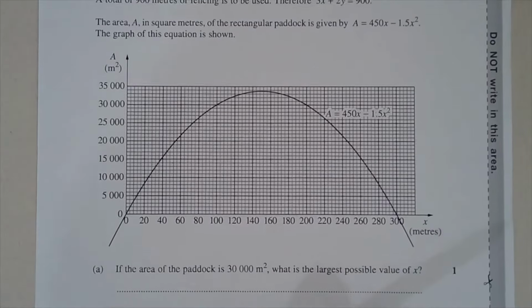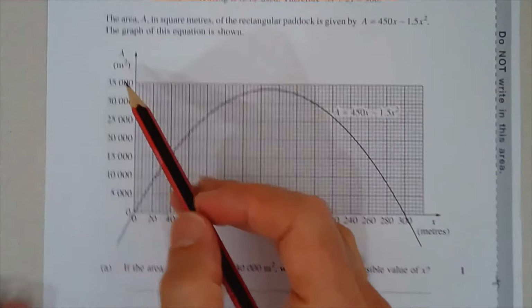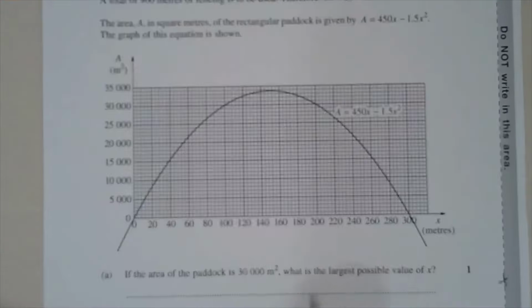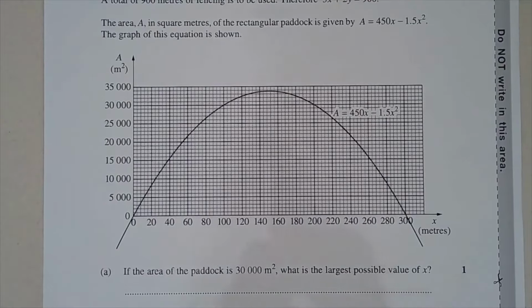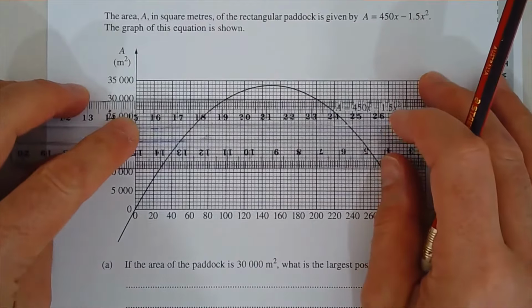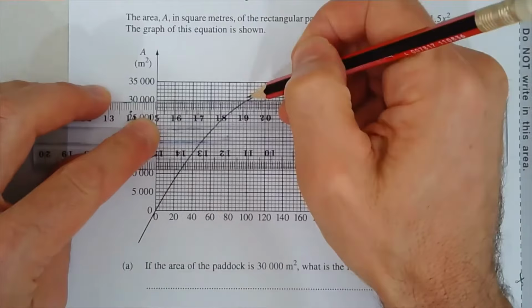Let's have a look at part A. There's a few parts of this question. If the area of the paddock is 30,000 square meters, what is the largest possible value of x? This is where we go to the graph, to the y-axis. The y-axis represents area. We want to find the largest possible value of x. So if we take a ruler and just project across, that's 30,000.